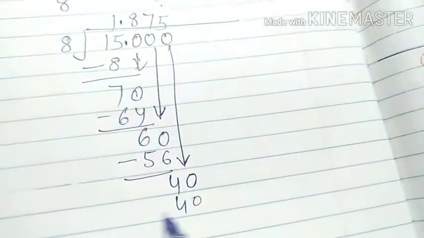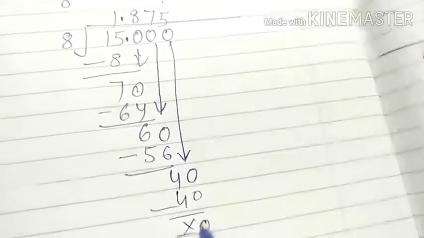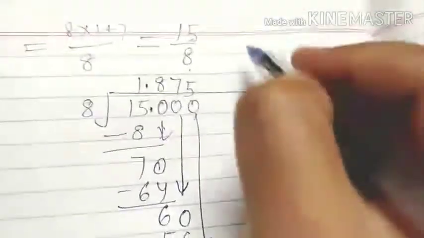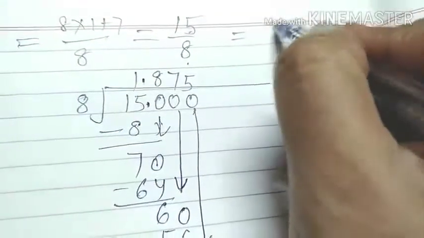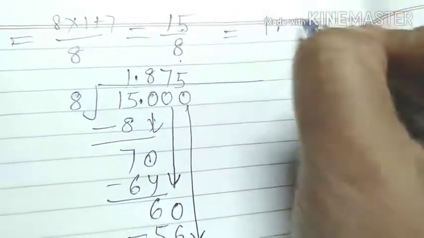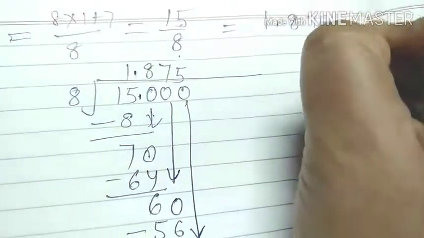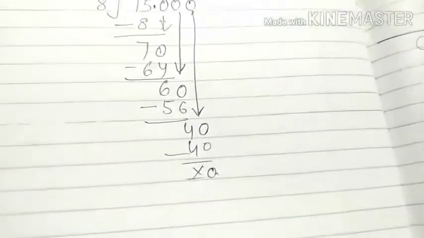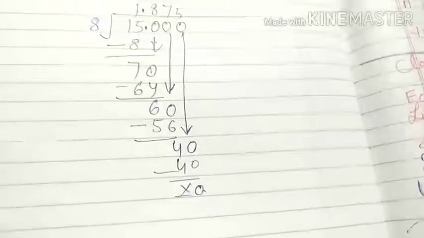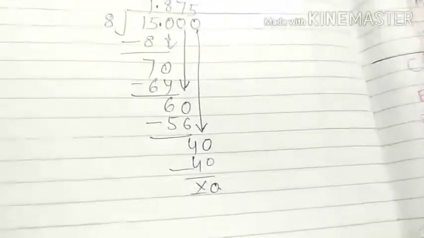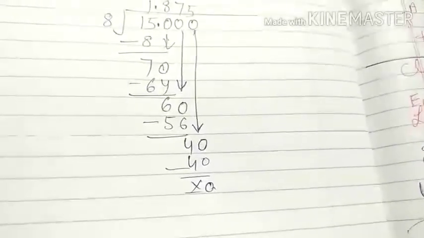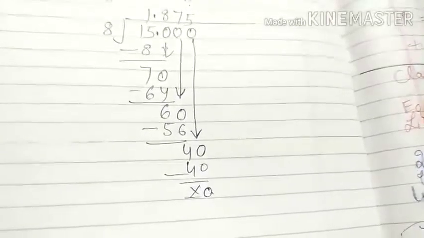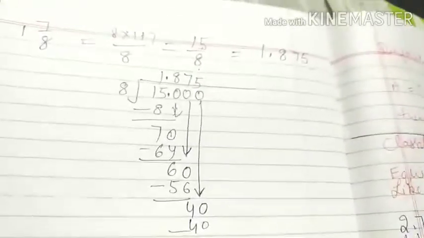Now 8 5s are 40. Now I get the remainder 0. Okay, so that means 15 by 8 when converted into decimal gives me 1.875. Okay, so I have two methods for fraction to decimal. First method, either convert the denominator into a multiple of 10 or use the long division method.